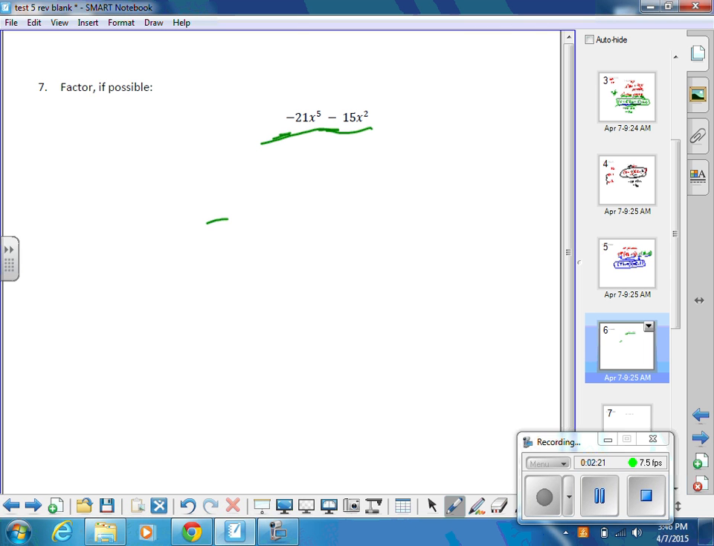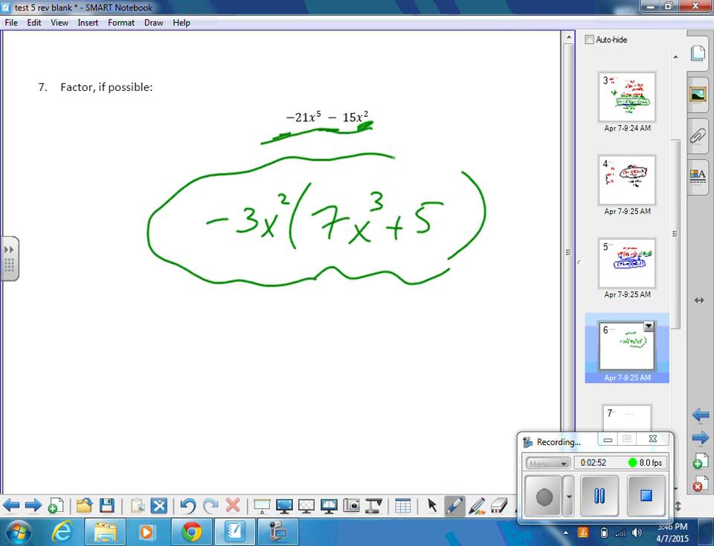Take out a minus. Alright, we got 21 and 15. 3 goes into both of them. Take that out. And the smallest x is x to the second power, so let's take that out. Okay, let's write what's left over. So, negative 3 goes into 21 7 times. x to the second and x to the fifth, there's 3 of them left over, x to the third. Alright. 3 goes into 15 5 times. It's a plus, because I took out the negatives. And the x's cancel. Now I look at this. Can't factor that any further. So then this is the final answer.